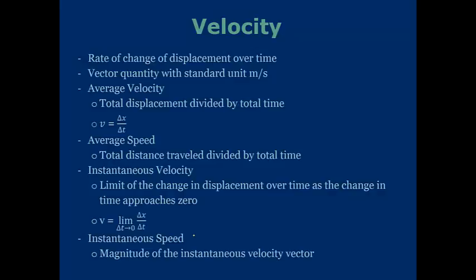Instantaneous velocity, on the other hand, is a limit. Don't worry too much about this, but for a more conceptual understanding, it might help you to study this. Instantaneous speed is the magnitude of the instantaneous velocity vector.